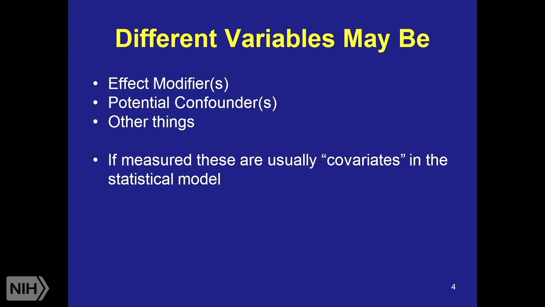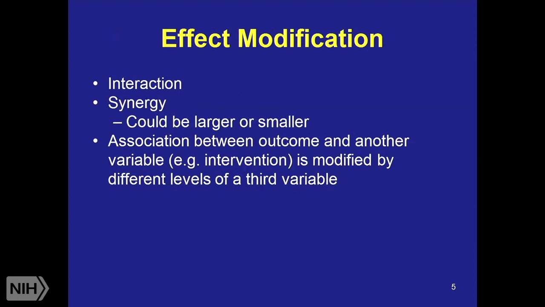So if you talk to a statistician, they're going to kind of break your variables up into a handful of different types. Effect modifiers, potential confounders, and other things, so other covariates. And realistically, we tend to call everything in the model, all these X's that you'll eventually learn to love by December or so, we call them covariates.